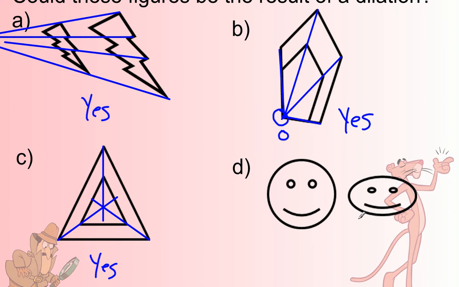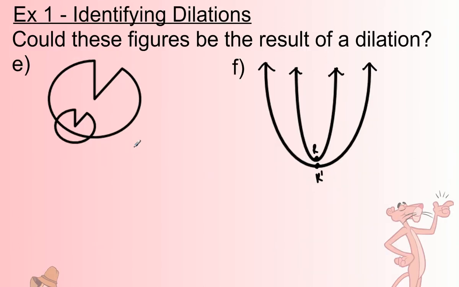Okay, what about point D, or this image in D? Could these images be the result of a zooming in or a zooming out? The answer would be no. Those images are different. This one here is the same width as this, but it's just made flatter. Well, you can't get that by doing a pinch and zoom, by zooming in or zooming out. That's not the result of a dilation. So this is no. Okay?